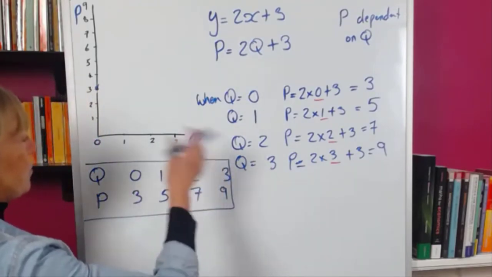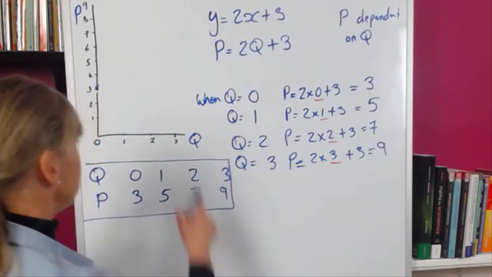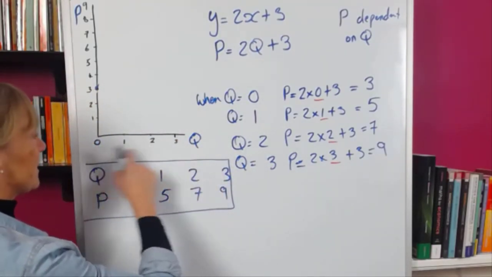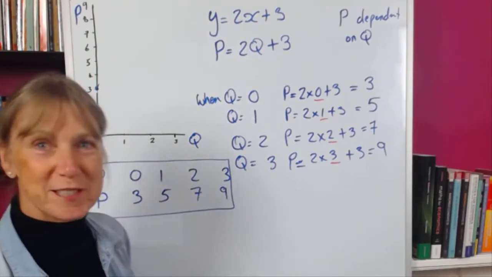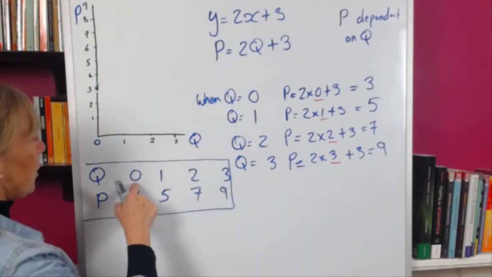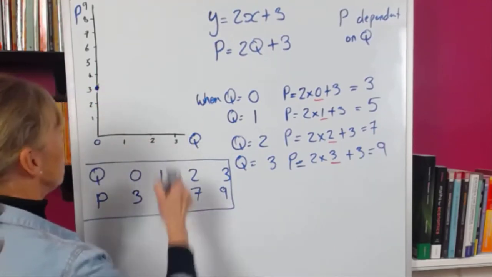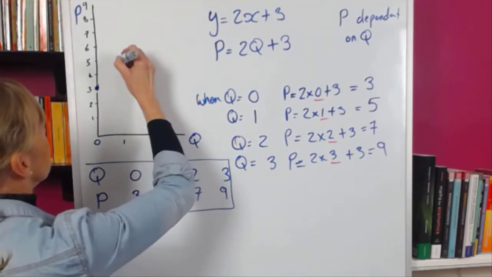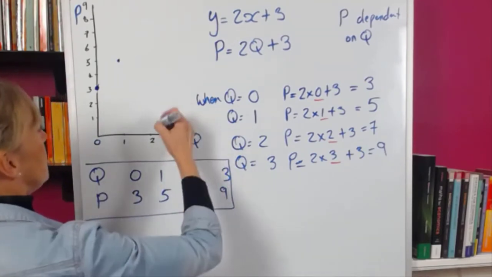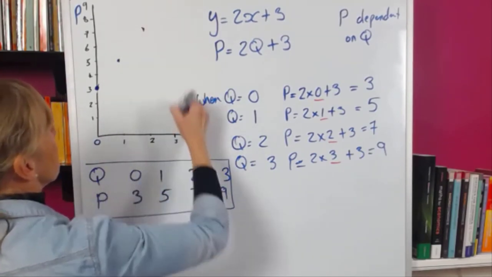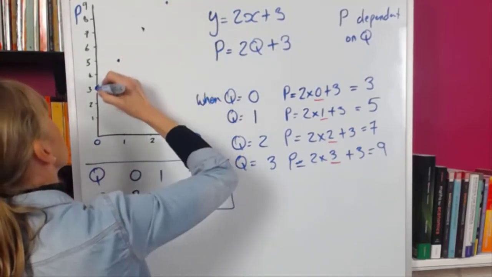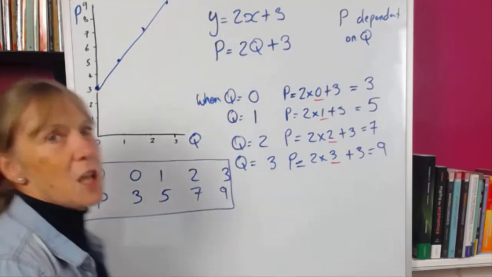So here's our table. We can now plot it. So these are all the Q values, what you'd normally think of as the X values. So when Q is 0, P is 3. When Q is 1, P is 5. When Q is 2, it's 7, and 3 is 9. And there's our straight line.